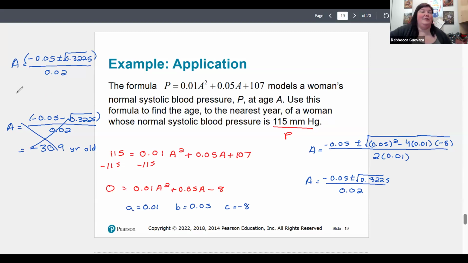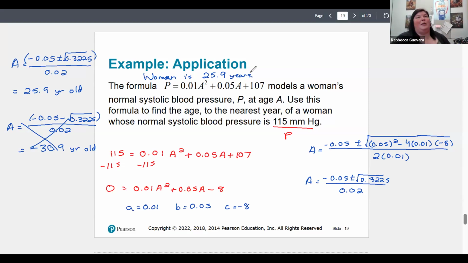Now, if you look at the other case with the addition, we get somebody who is 25.9 years old. So the age of the woman is 25.9 years. So if a woman walked in with that kind of blood pressure, we would assume that's probably what her age would be, really close to 26. That doesn't mean she is, but it's what the model would tell us.